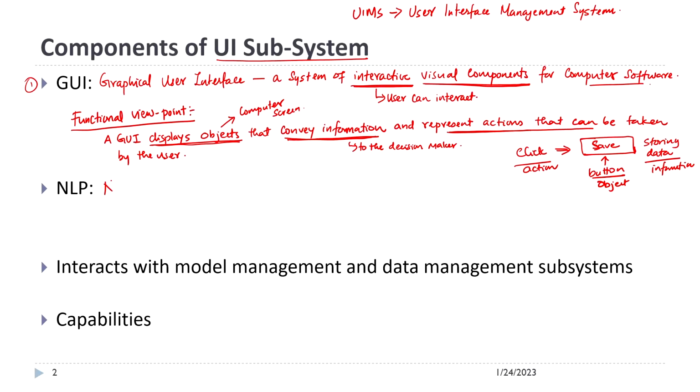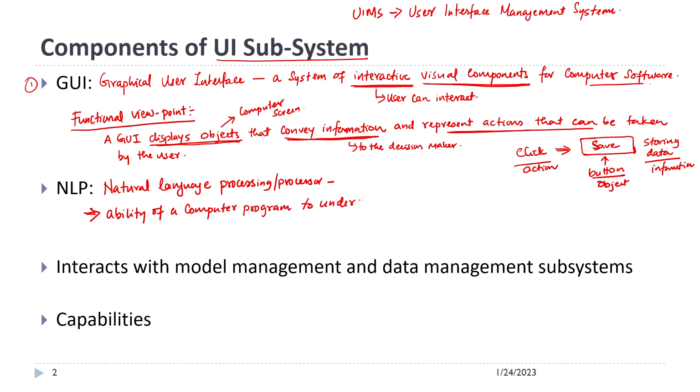Fine. Then comes something normally known as NLP, which is natural language processor or processing. We can call it either way. You can think of it as an ability or a set of programs. What we are going to define for this course is the ability of a computer program to understand human language as it is spoken or written.